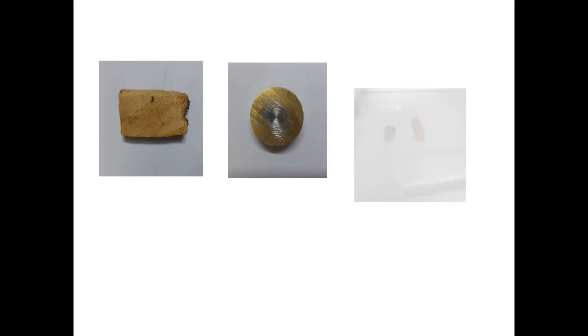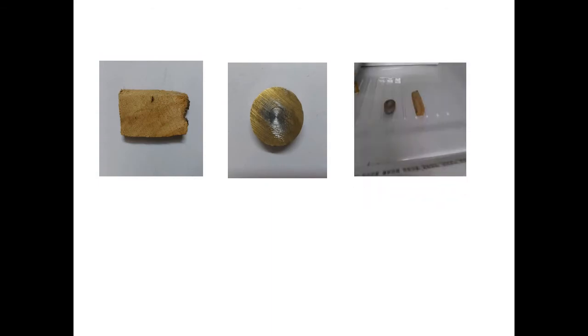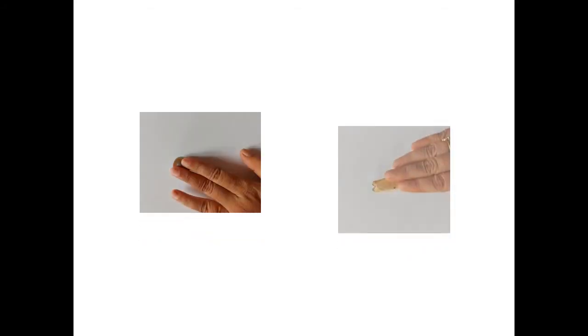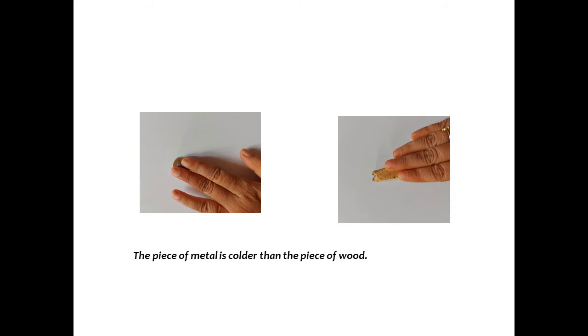In first activity, take a piece of wood and a piece of metal and keep them in a fridge. After 15 minutes, take them out and touch them with your finger. You observe that the piece of metal is colder than the piece of wood. We kept these two things in the fridge for the same time, but metal is colder than the wooden piece. Then what could be the reason for this difference in coldness? Let us find out the answer.